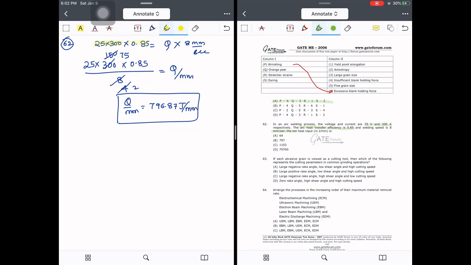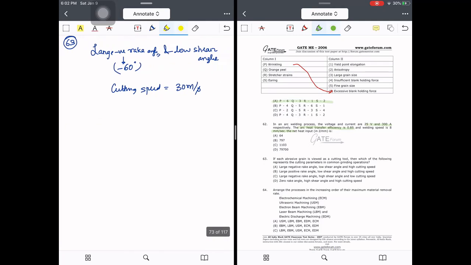So, it's just the energy conversion principle. This much amount of electric energy is given, but it is only 85% efficient. That means only 85% is actually going to the system. This Q, that means the rate at which heat is being input, divided by this welding velocity. So from here you get the corresponding heat per unit mm that is required.